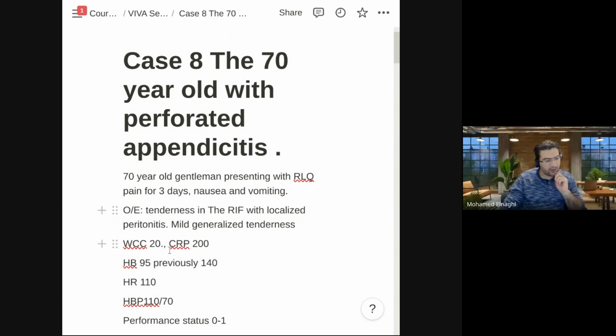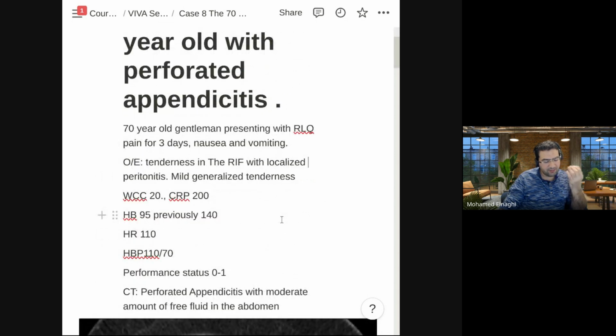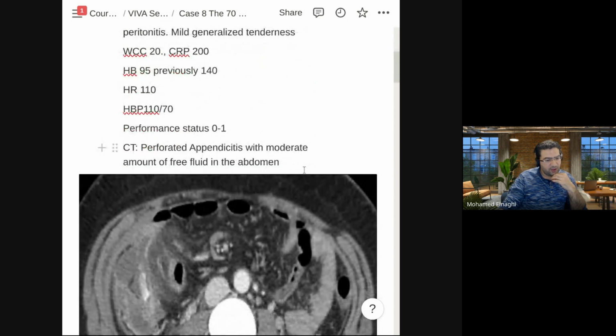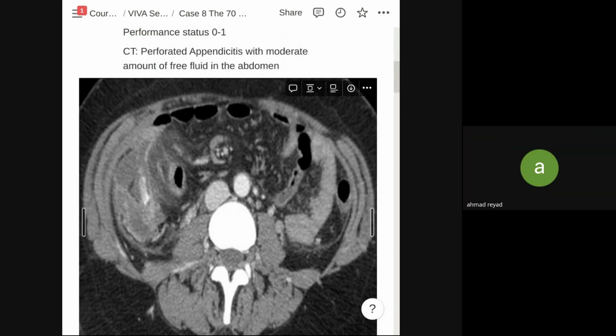Okay, fair enough. So as you mentioned, blood tests show white cell count 20, CRP 200. His hemoglobin is 95, which previously was 140. Heart rate 110, blood pressure 110/70, and he has a normal performance status of 0 to 1. The CT scan shows this picture. Can you see the CT scan image? Yeah, I can see there is free fluid, especially around the right iliac fossa. I can see a thickened cecum.